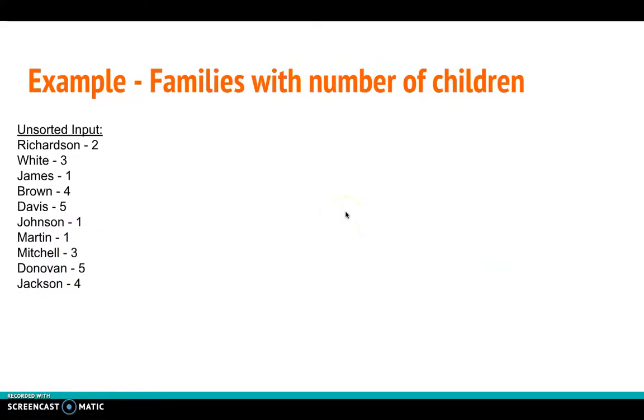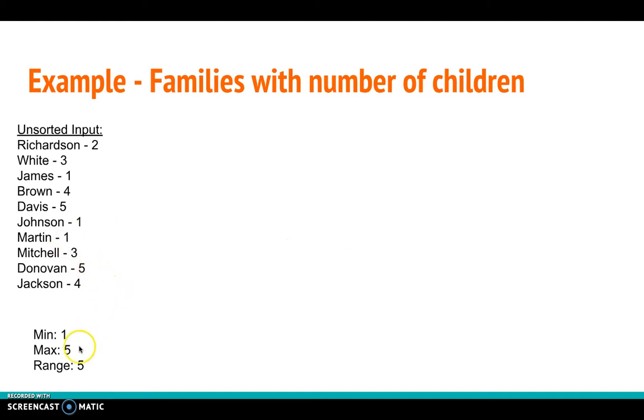So next, let's do an example. So we're going to look at the families with the number of children they have. You can see our unsorted input over here, where Richardson have 2 children, White have 3, James with 1, Brown with 4, Davis with 5, Johnson with 1, Martin with 1, Mitchell with 3, Donovan with 5, and Jackson with 4. So the first thing we have to do is find our minimum and maximum. So our minimum is obviously 1, and our maximum is obviously 5.